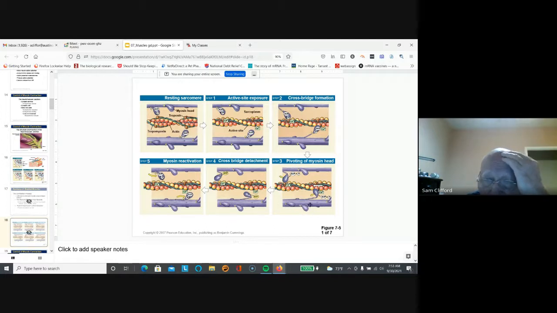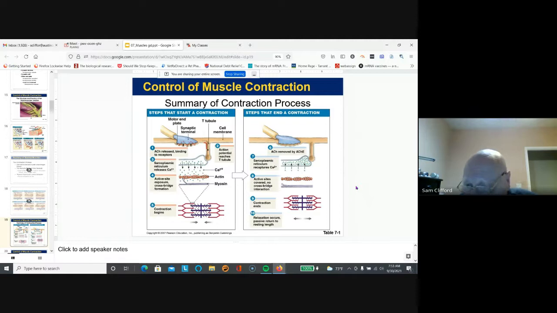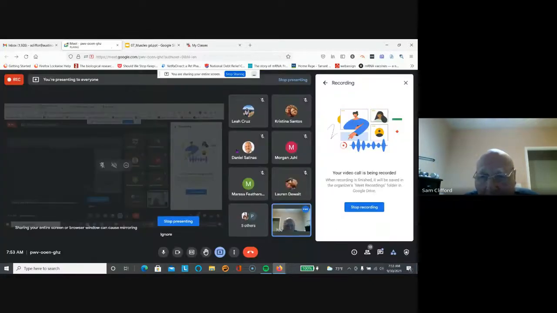So when this myosin head pivots from its position just before contraction, notice when it pivots along its hinge, it's going to cause the actin to be pulled into the center of a sarcomere. So we get a closer look at the contraction process. Let's stop there, go back to here, and stop recording.